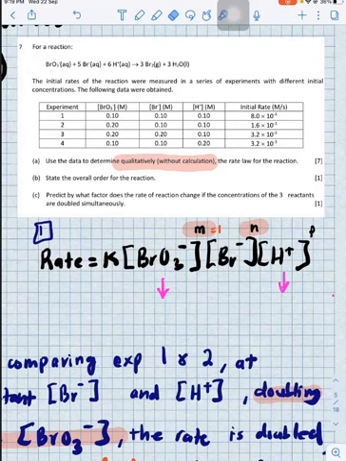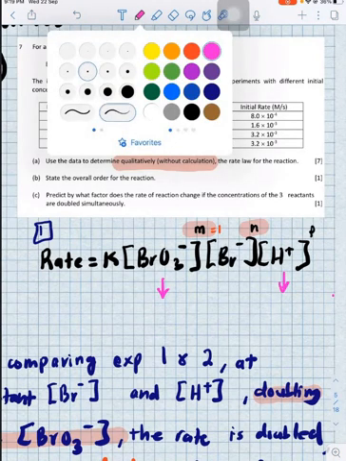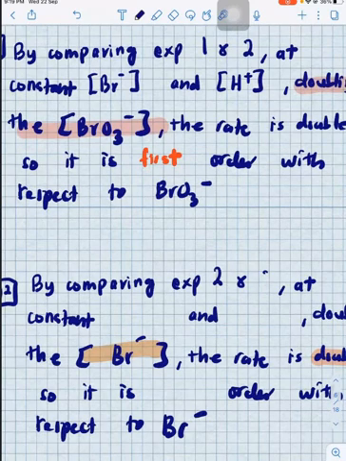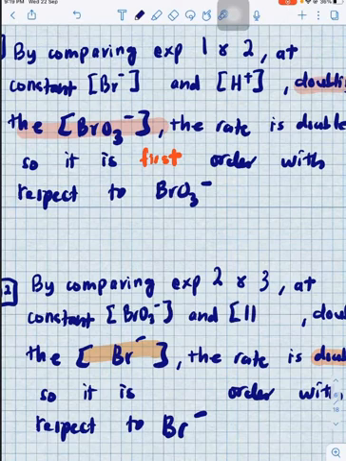Two and three. Kita boleh guna 2 and 3. So kita tengok 2 BrO3 minus dia 0.2, 3 kan? 0.2 dengan 0.2. Betul? H plus 0.1, 0.1. Yes. We can use experiment 2 and also 3 at constant apa? Constant BrO3 minus dan juga H plus.